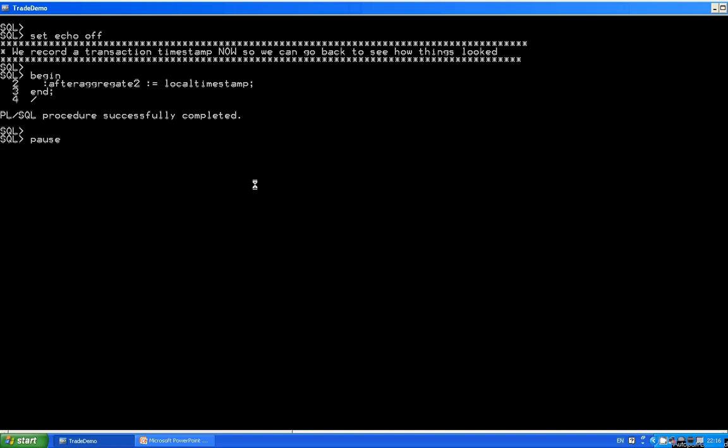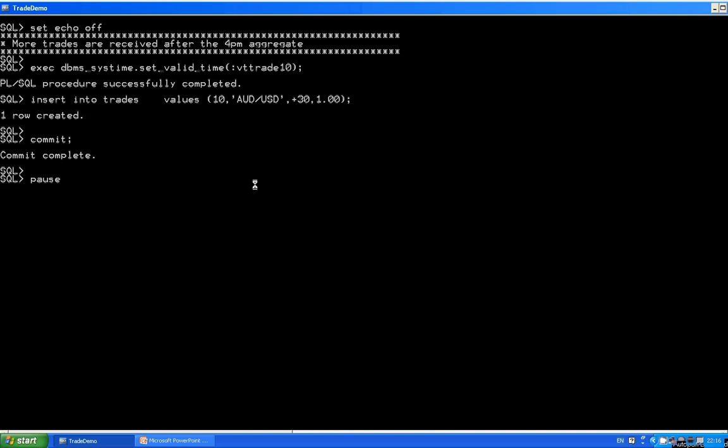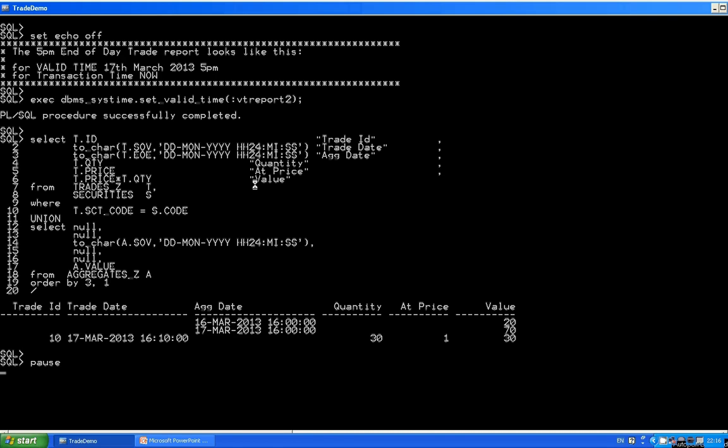If we make another transaction timestamp just after we did the aggregate, so we can go back to this time later in the script, we now process one final trade, trade 10, and we run the report at 5 PM on the second day. We can see that we have 2 aggregates and 1 trade, trade 10, happening at 10 past 4.